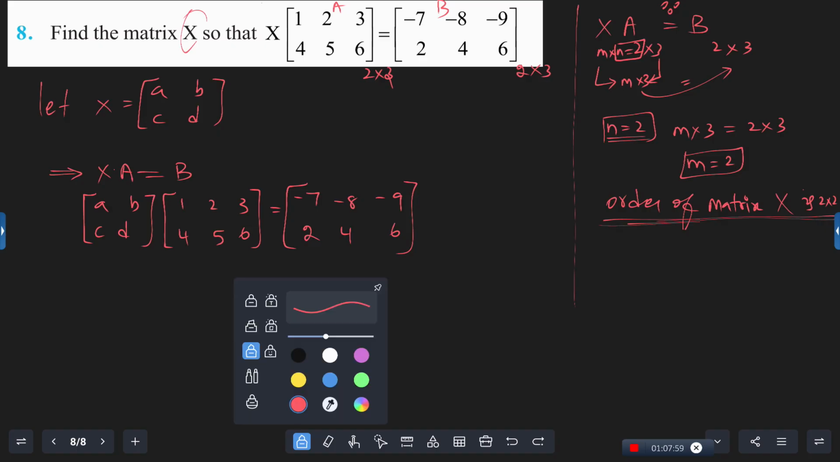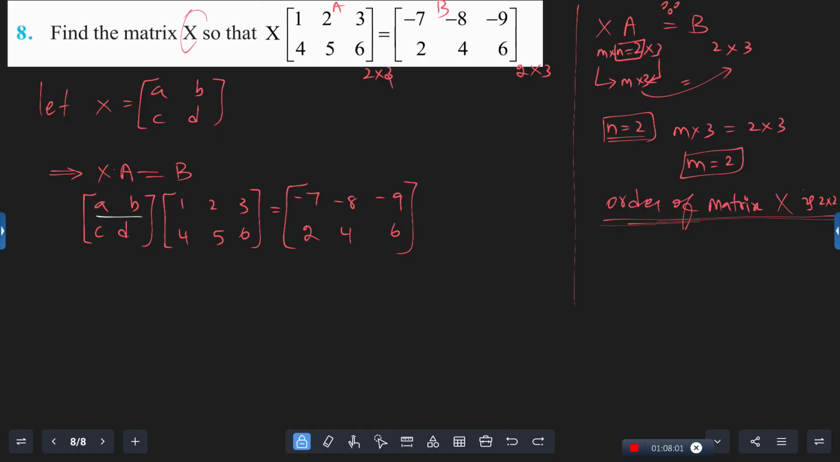Row with the column we have to multiply. Row with each column. After the product, you can make it equal. So first, X order is 2 by 2. A order is 2 by 3. So does the product exist? Yes, it exists. So the answer will be 2 by 3 that you will be getting.